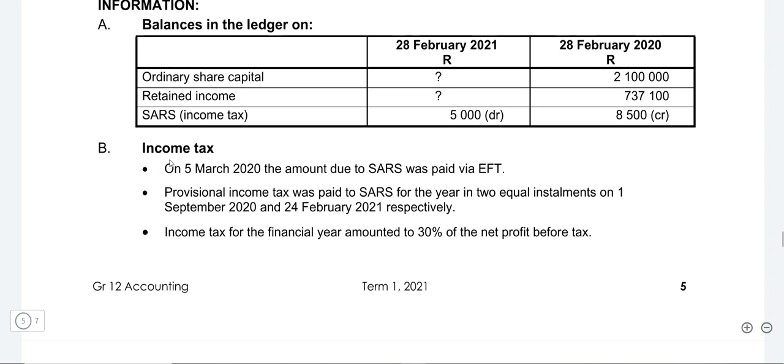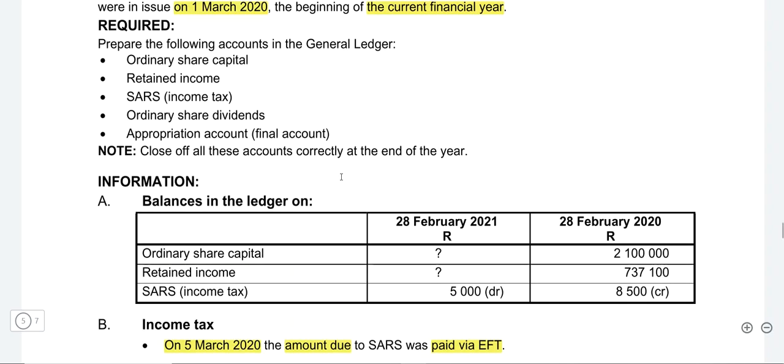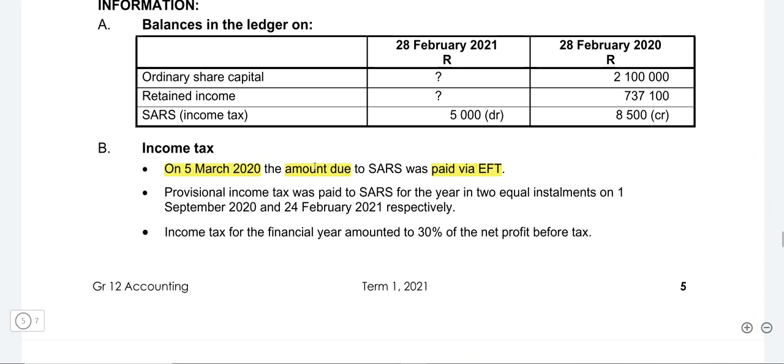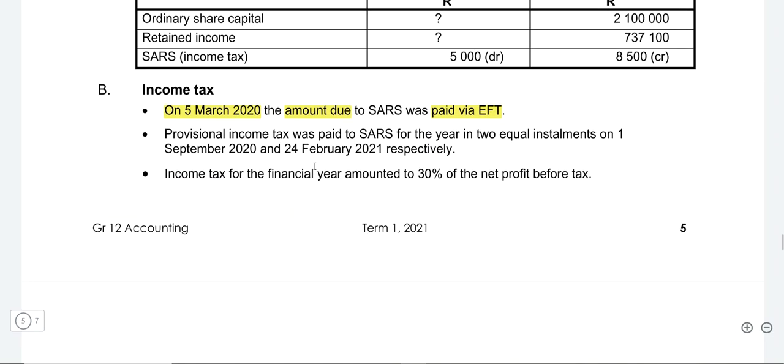So the first transaction says that on the 1st of March, remember the dates are very important, the amount due, meaning what was owed to SARS, was paid via EFT. And remember, when we pay, the journal entry is that we are debiting SARS income tax and crediting our bank account. Okay, so remember the journal entry, you debit SARS income tax and you credit your bank account. Unfortunately, here we were not required to also do the bank account, so we will only come here.